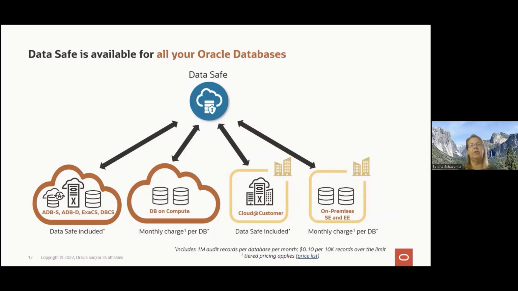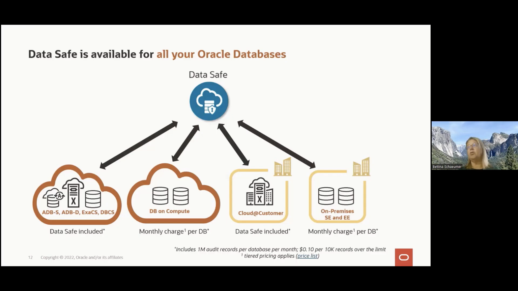And then if you have on-premises databases or any databases on compute, and they could be running in OCI or any other cloud environment, then there is a monthly charge for those databases. Also included with every single database, if you're using the audit collection, there's 1 million audit records per database per month already included. So only if you generate more than 1 million audit records in a given database in a month, there would be a minimal charge. And as you can see, it's 10 cents for 10,000 records. So even if you have an additional 1 million records, we're talking $10 here for that month.